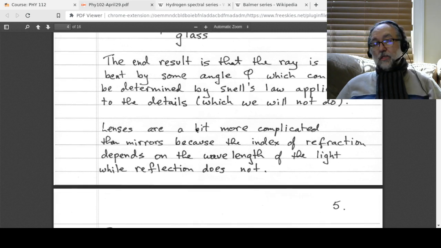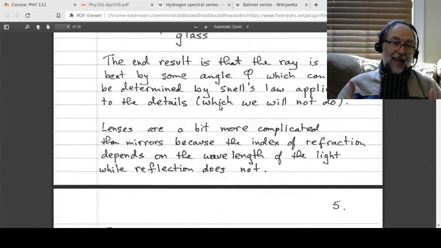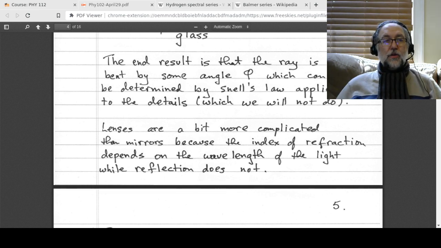Great. It seems, well then, all you have to do is design your glass in such a way as to bend the rays by some angle, and then you could get the same behavior as a mirror, but not exactly, and here's why.